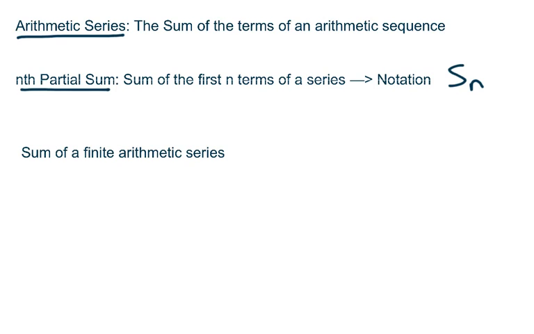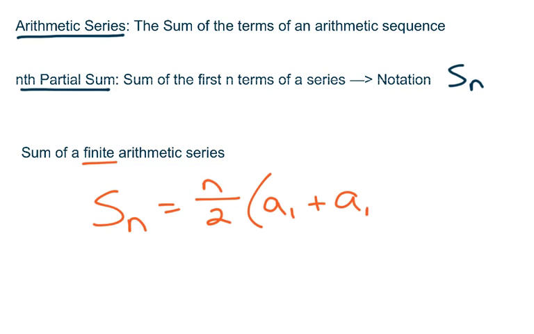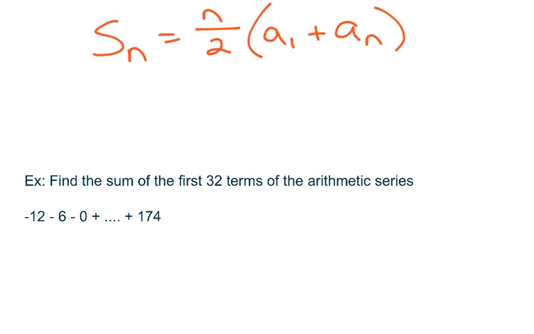And here's what it is. The sum of a finite, meaning it has an ending point, series goes like this. S sub n is equal to n over 2 times a sub 1 plus a sub n. Now, you are going to know the first term, and this will end up being the last term in your sequence. If we want to know the sum of the first 12 terms, well, s sub 12 is equal to 12 over 2 times whatever your first term is plus whatever your 12th term is. Remember a sub n stands for whatever the nth term you're looking for. So let's try an example here.